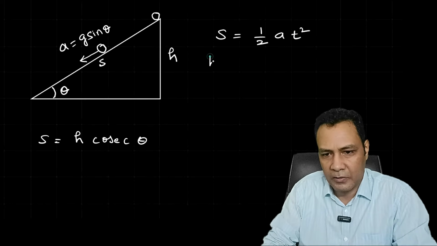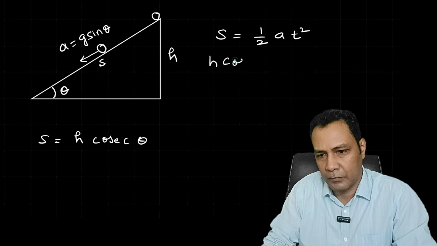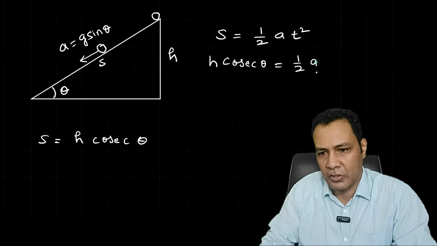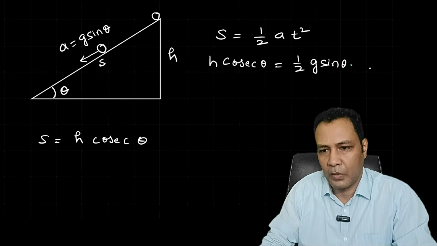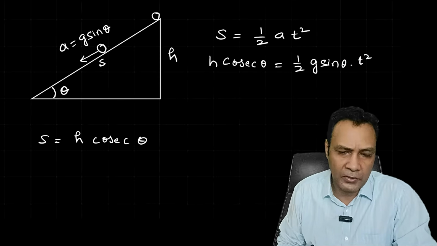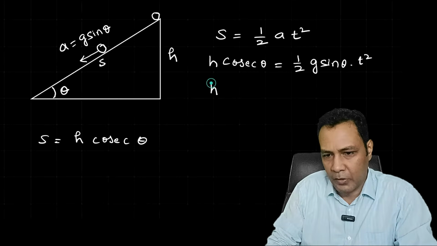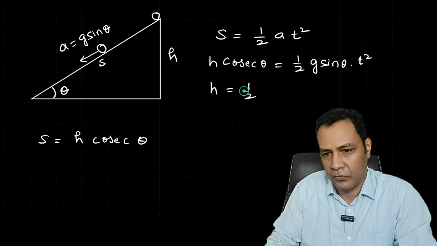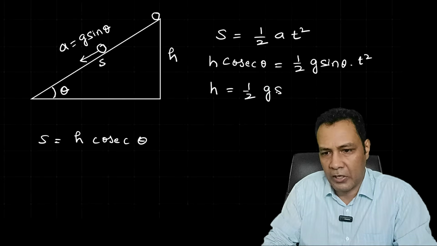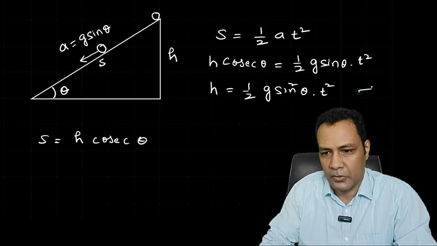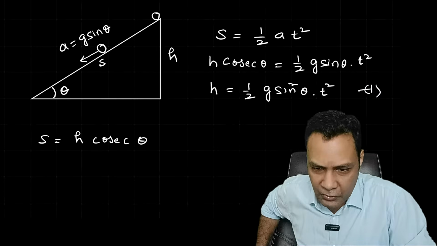S is h cosec theta, a is g sin theta, so h cosec theta = half g sin theta into t square. Take cosec theta to the other side, so this becomes h = half g sin square theta into t square. That is my equation 1. I'll be using this equation.